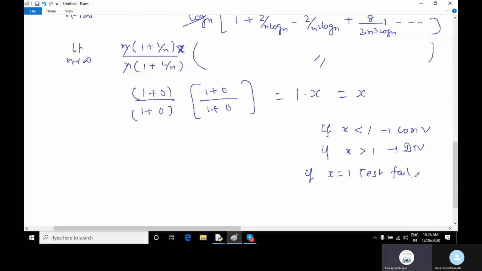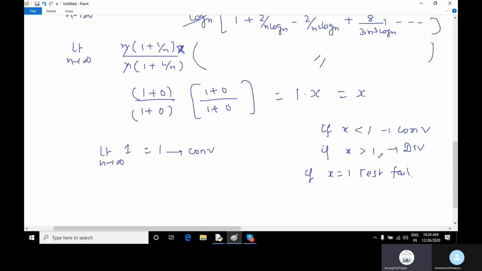Test fail means what will happen? We should try another test. Another test is what? Only x is there here, right? And x we are assuming as one only. Limit of n tends to infinity, and that is one. So you cannot put anything, you'll get one only. So one is convergent only, because one is a constant value here.